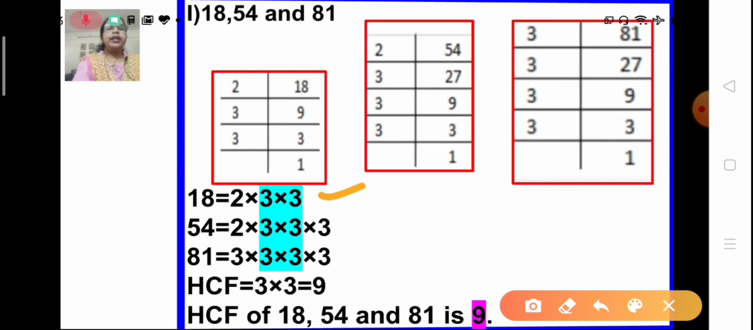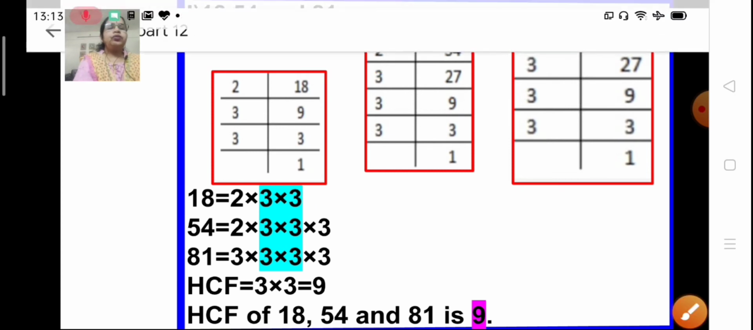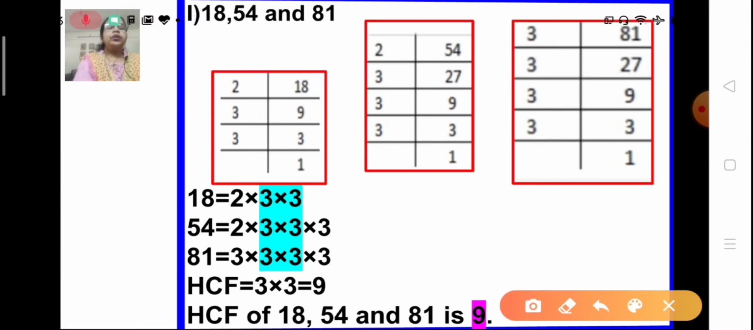Now let's move on to the next one, 54. 54 is divisible by 2. 2 2s are 4 and 2 7s are 14. 27 we get, and 27 is divisible by 3. So 3 9s are 27. And again 9 is divisible by 3. 3 3s are 9. And 3 is divisible by itself. 3 1s are 3. So what is the prime factorization of 54? It is 2 into 3 into 3 into 3.